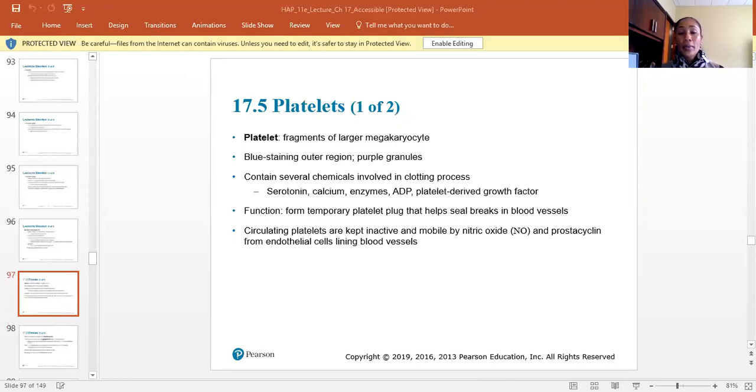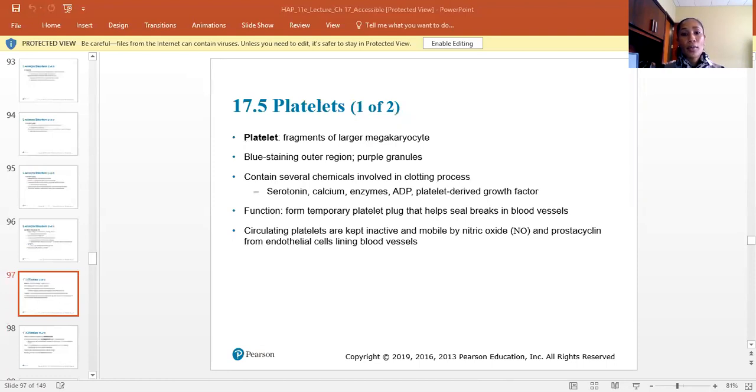So when activated, the platelets will swell, they become spiked and sticky, and they release chemical messengers. Some of these chemical messengers are going to be ADP. That's going to cause more platelets to stick and release their contents. And remember, with blood clotting, this is a positive feedback mechanism. So this is one of those factors that's going to stimulate more platelets to come and plug until the clot is formed.